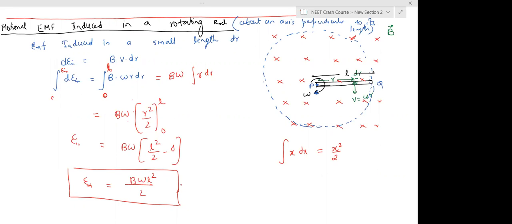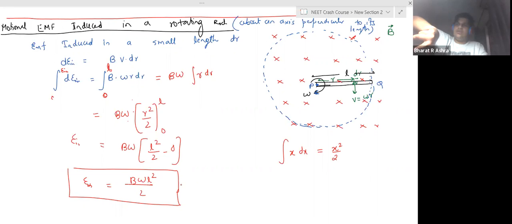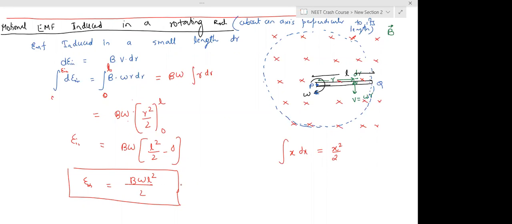But thumb should be down because velocity is down. Yes. It is from P to Q or Q to P? Bharat? Okay. I think you are placing it the right way. Yes. Direction of EMF is coming P to Q or Q to P?